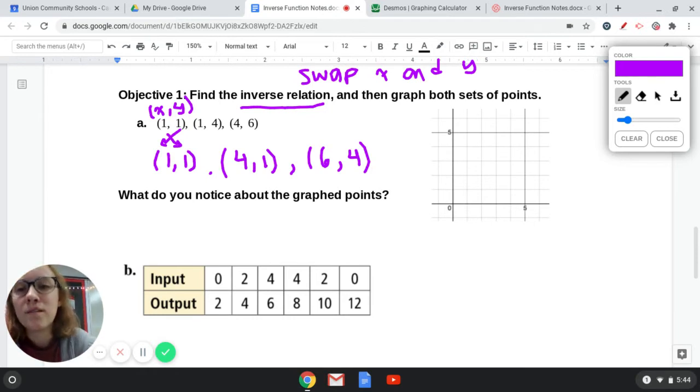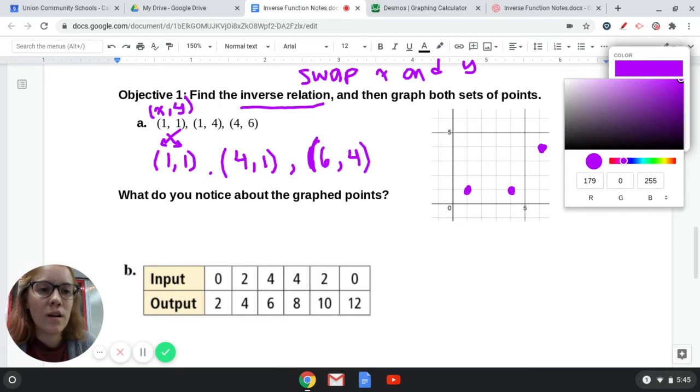Now, let's graph these and find what we observe. So let's graph (1, 1). I'm going to graph the inverse first because I'm writing in purple. So then we're going to graph (4, 1). So we go over 4, up 1. And then we go to (6, 4), which is over 6, up 4, right here. And I'll graph my other equation in maybe a green color. So I'll do this one in green.